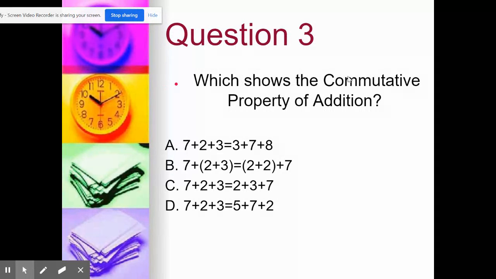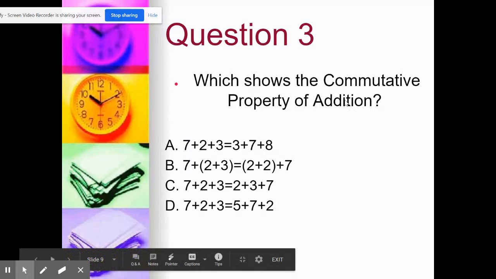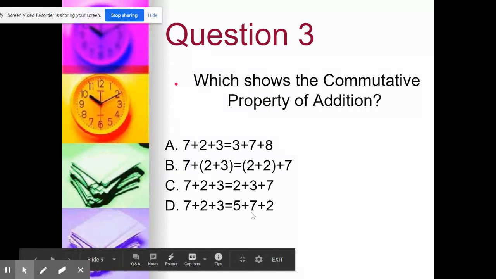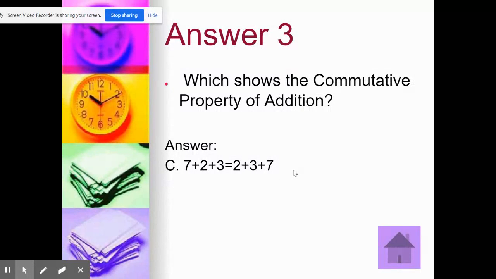Now, which shows the commutative property of addition? So first off, I'm looking for addition. Well, all of these have addition. Commutative, remember, I'm switching the numbers around. So let's take a look. A, 7 + 2 + 3, well, this is 3 + 7 + 8. That's wrong because they have a totally different number right there. B has parentheses. Did I even talk about parentheses? No, I didn't. C, 7 + 2 + 3, 2 + 3 + 7. That looks pretty close. So let's look at D, 7 + 2 + 3, and then 5 + 7 + 2. They have a totally different number right there. So it looks like our correct answer is C.